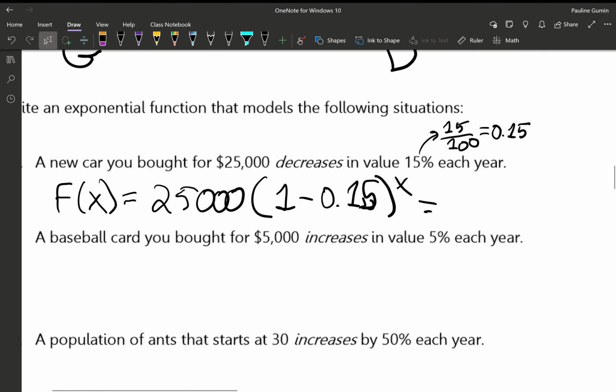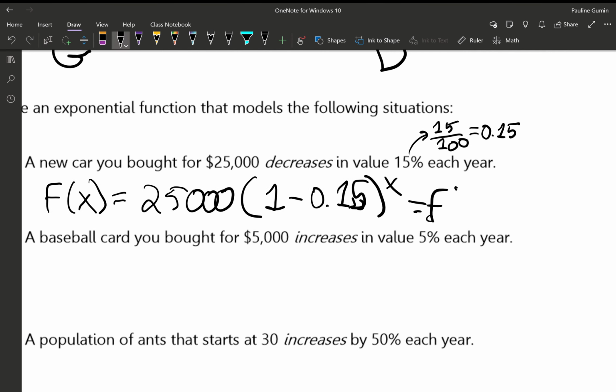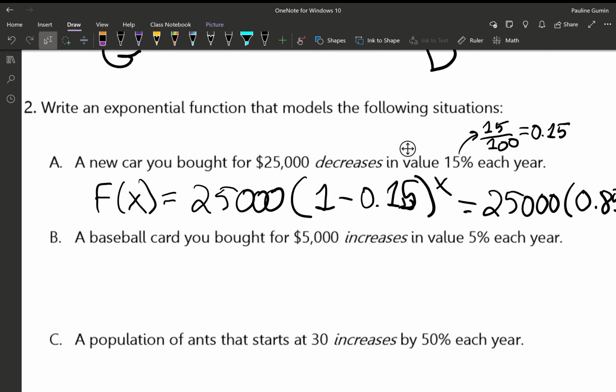All right. Now, it is a little bit more traditional to go ahead and simplify it a little bit more. So the only thing I can actually simplify is what's inside those parentheses. So this becomes 25,000, and then 1 minus 0.15 is 0.85. So it just looks a little nicer to the power of x. And that's it.